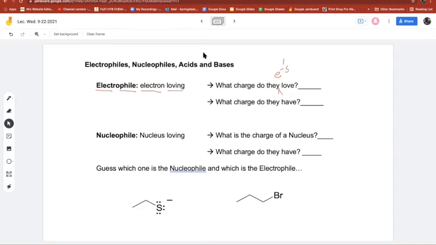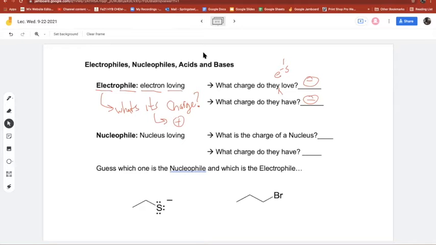Electrons have negative charge. So if you're an electrophile, you love electrons. What charge do you love? Negative. So electrophiles love things that are negative. If they love things that are negative, what charge do you think an electrophile usually has? Positive. So electrophiles love negative because they're positive, opposites attract.